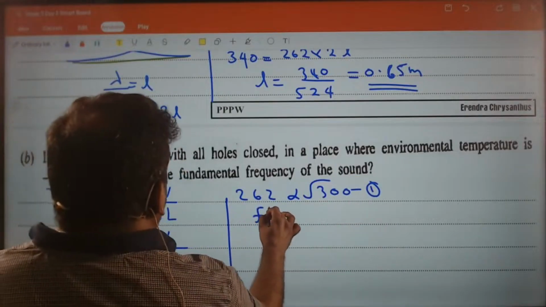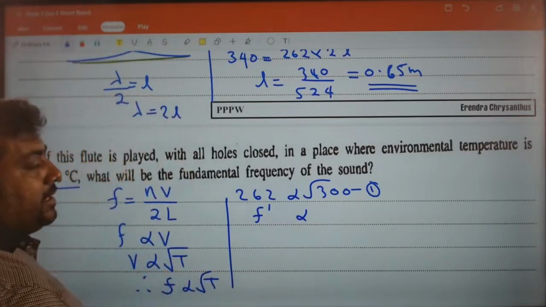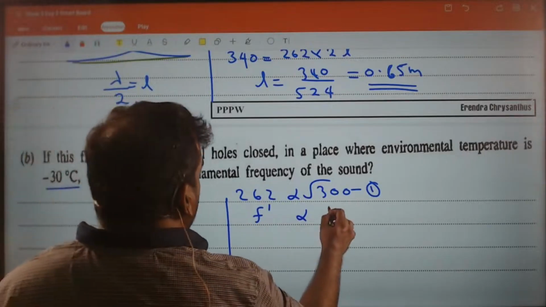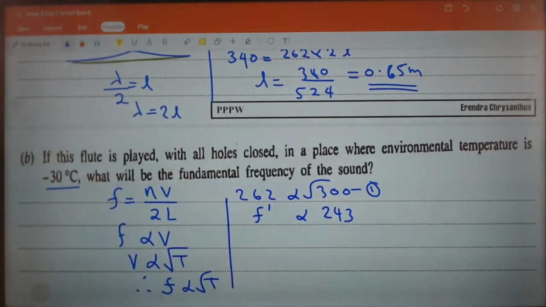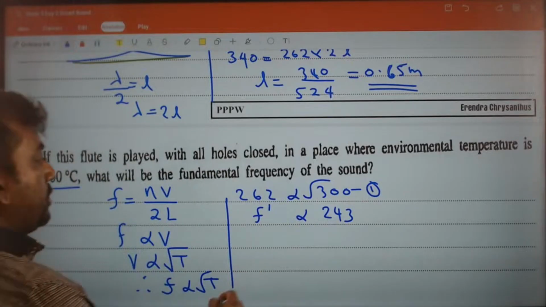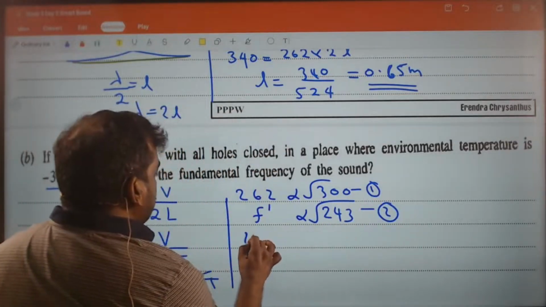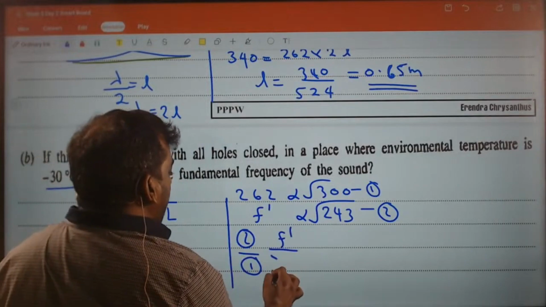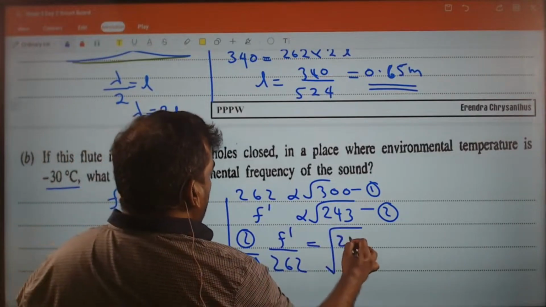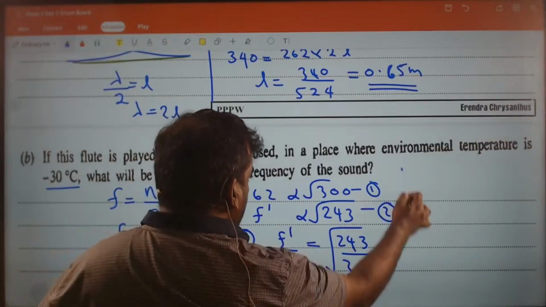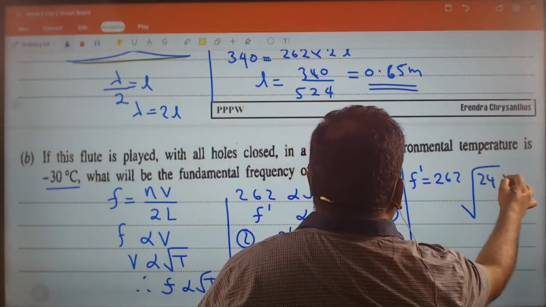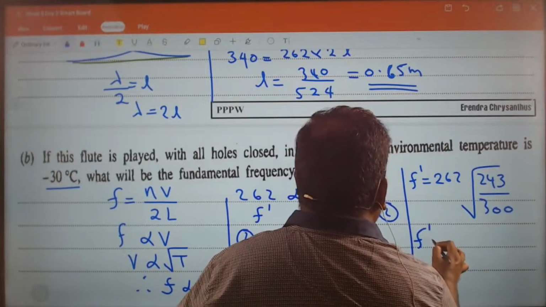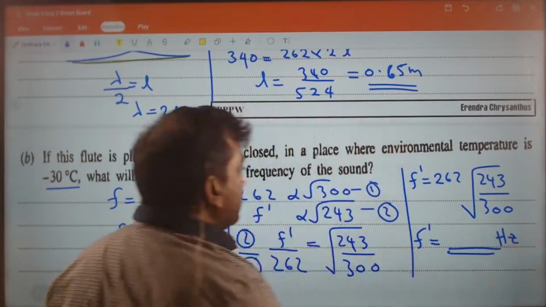They are asking what's the frequency now when the temperature is minus 30. 273 minus 30 is 243 Kelvin, square root. Correct. Divide the second equation by the first equation. F dash divided by 262 equals square root of 243 divided by 300. Simplify this. F dash equals 262 times square root of 243 divided by 300. From this you can find the frequency in hertz.